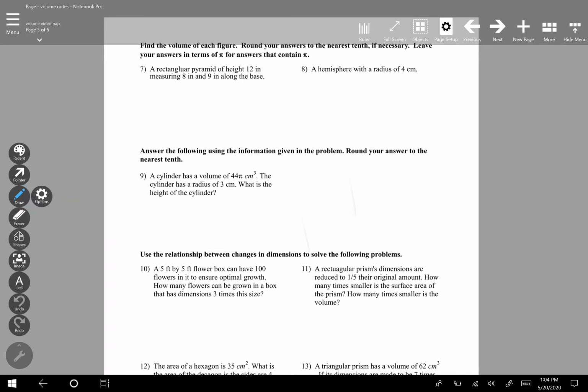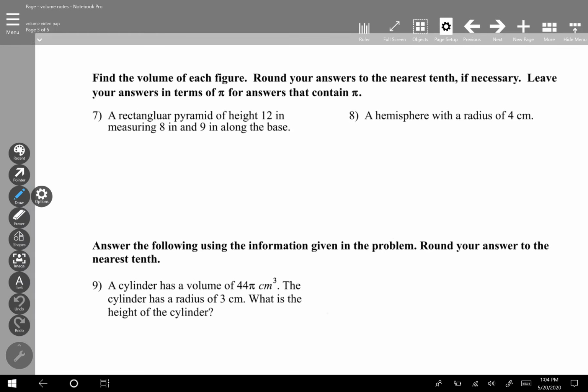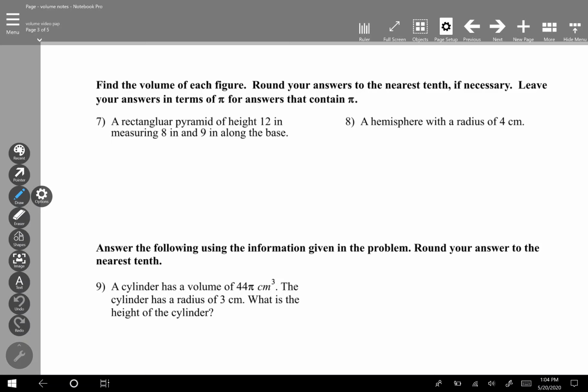Now we're going to get into things that are a little bit more complicated. First, just a couple of things. This one says, find the volume of each figure, round your answers to the nearest tenth if necessary. Leave your answers in terms of pi for answers that contain pi. So I have 2 things here. I just wanted to give you one to where, if they described a pyramid to you, you'd be able to do it. So it says a rectangular pyramid with a height of 12.